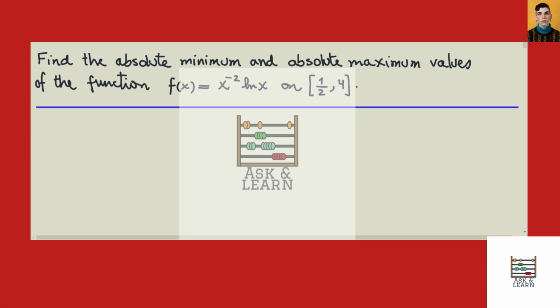Let's find the absolute minimum and absolute maximum values of the function f of x equals x to the negative 2 times natural logarithm of x on the closed interval from 1/2 to 4.